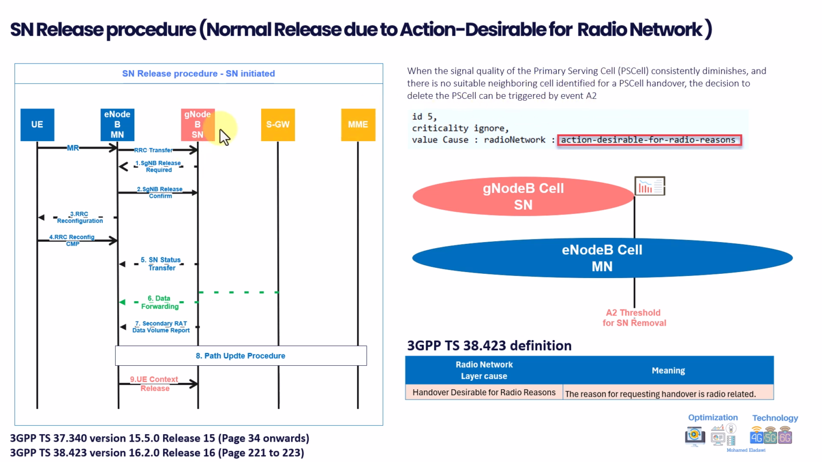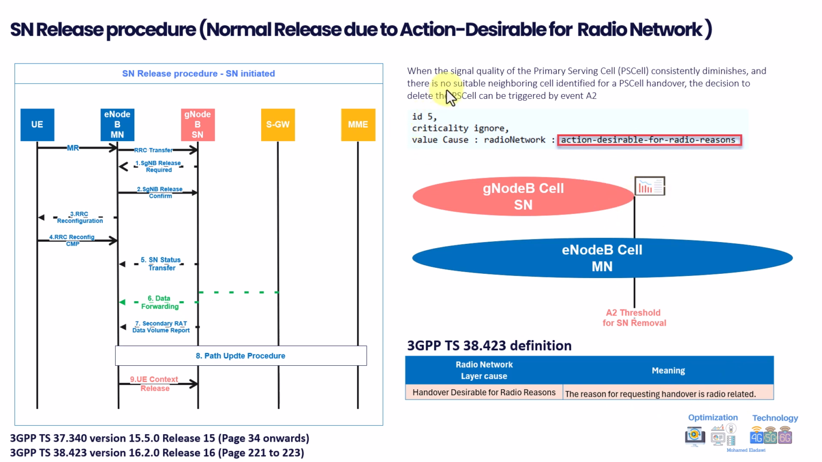So here the SgNB starts making the calculation. It finds that this A2 is below the threshold, so it releases the connection with this particular cause. Just like when you see this one, it's not abnormal, it's a normal release because of the A2 threshold. And this is the 3GPP description, which says the reason for requesting handover is radio related, and it's radio related because the threshold is below the value.